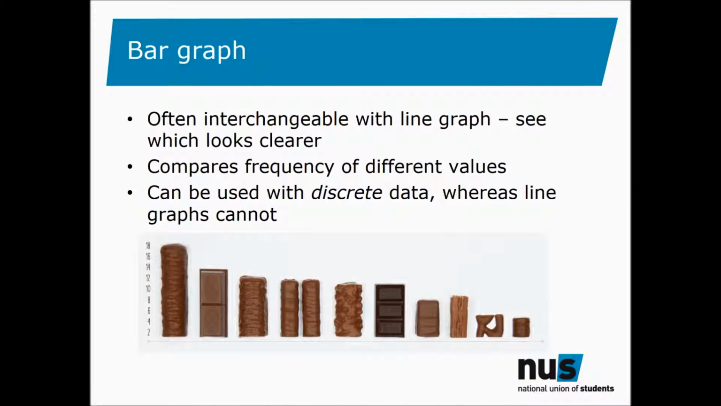The next type of chart we'll look at is a bar graph. These charts can often be used interchangeably with a line graph. Have a look and see which displays your data more clearly. A bar chart compares the frequency of different values, so the number of people or things.